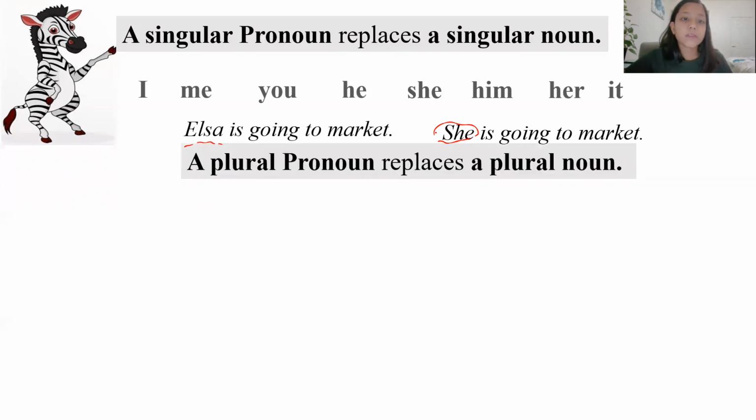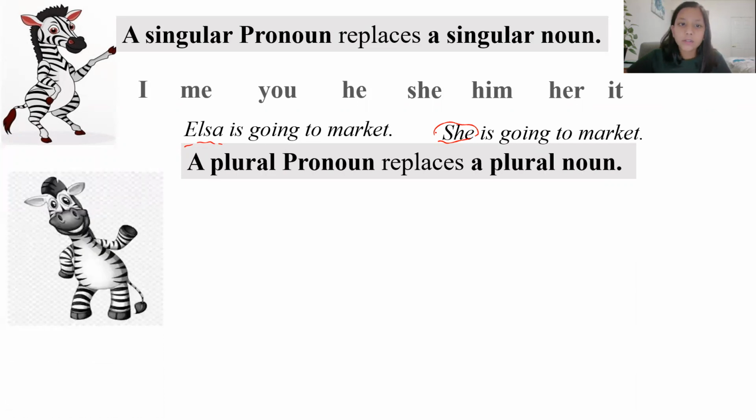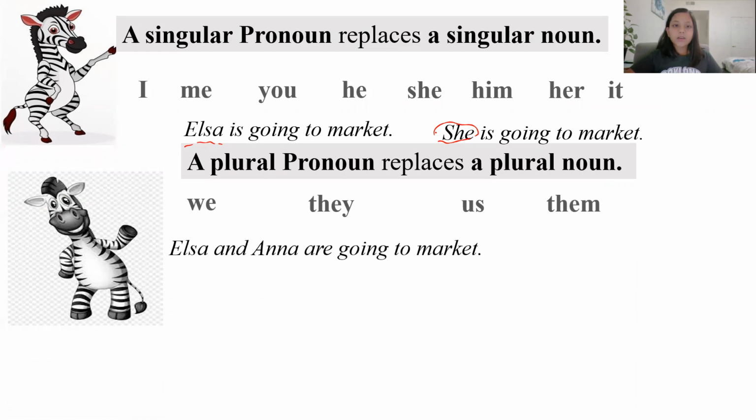Let's move on. A plural pronoun replaces a plural noun. Some words to use for a plural pronoun are we, they, us, and them. For example, Elsa and Anna are going to the market. So now there's 2 people going to the market. If there's 2 or more people, that's plural. So Elsa and Anna are both nouns. They're the name of a person. So they are plural nouns.